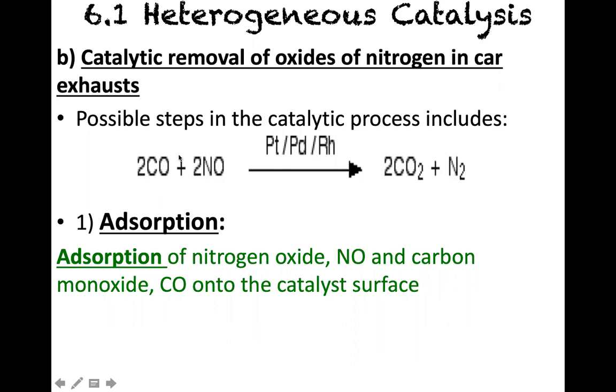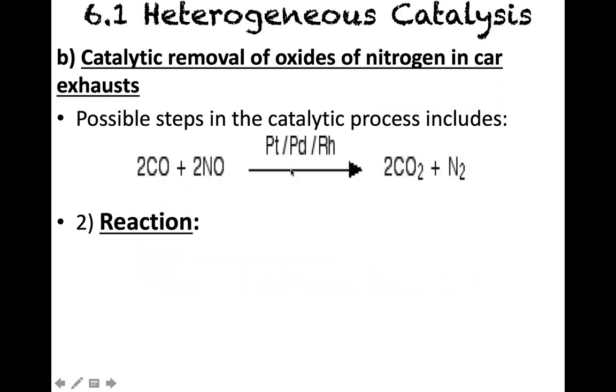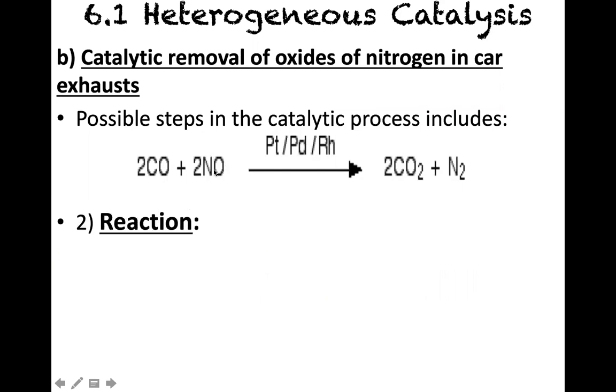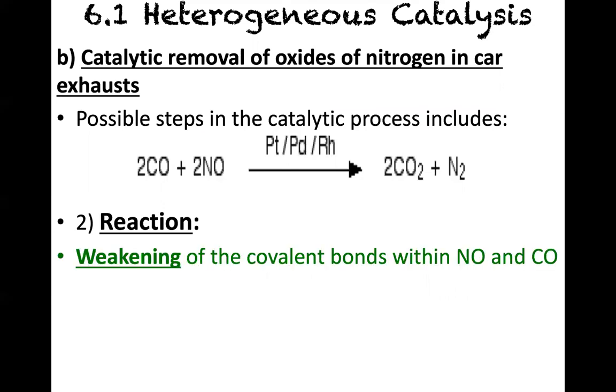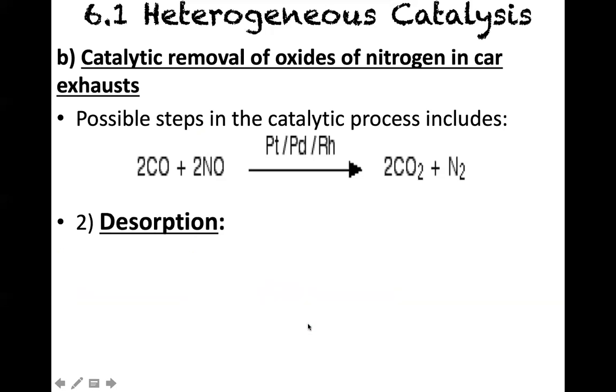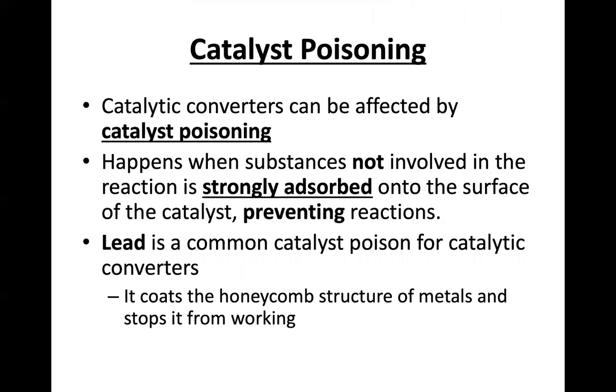So your reactants will stick, adsorb onto the catalyst. That's adsorption. The reaction: whilst they are being adsorbed, once they stick, the carbon monoxide bond breaks, the nitrogen monoxide bonds also break. Reaction is the combination of your atoms to form your product, weakening of the covalent bonds and then formation of new bonds. To form carbon dioxide, you need CO molecule to react with oxygen. To form nitrogen, that's quite obvious, you need two nitrogen atoms to form N2 molecules. And lastly, desorption is once you form products, the product is being released. Desorption.